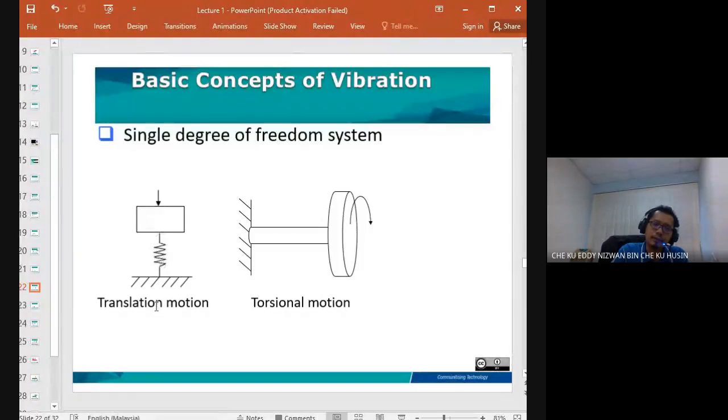This one is for translation motion, and it can also be rotational or torsional motion. This one is a disc and shaft, and the disc can rotate. The deflection here is measured in radians. For translation, we measure in units of displacement, mostly SI unit meters, and for torsional motion, we measure by unit of angle, so radians in this case to measure the deflection.